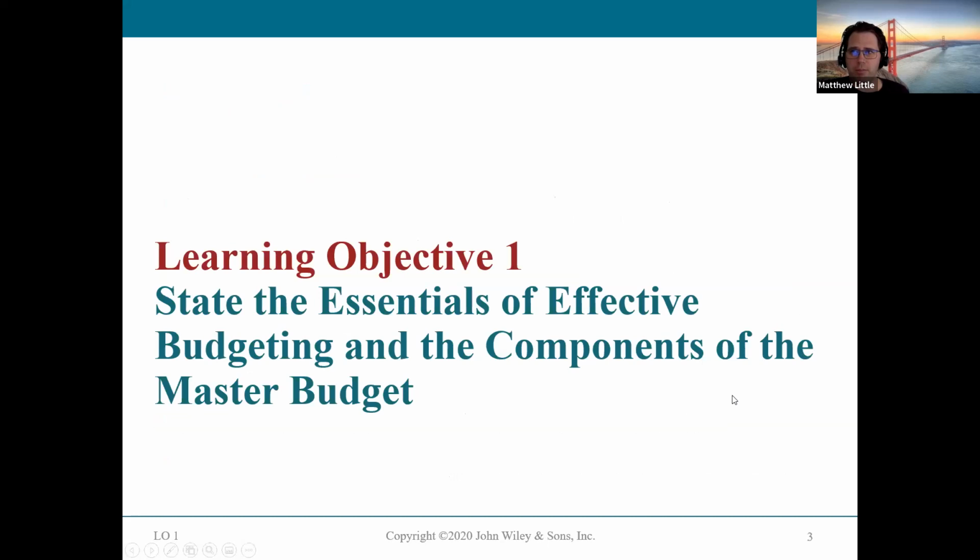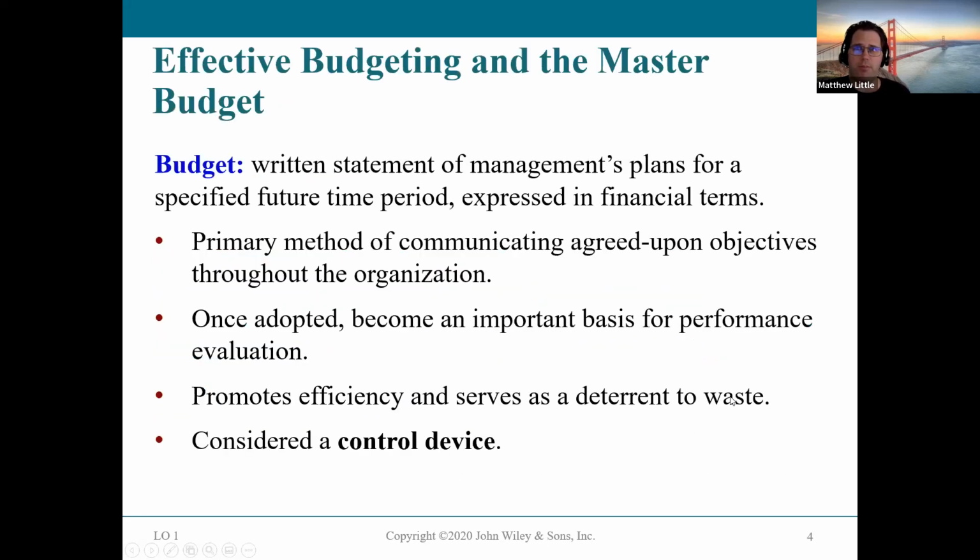The first one we'll talk about is effective budgeting, the components of the master budget. The budget is a document that management creates for a specified time period. Typically, it's for a year or a period of time, 1 year, 2 years, 3 years, 5 years, 6 months, typically a year. It's a way to communicate what objectives you've agreed upon for your organization.